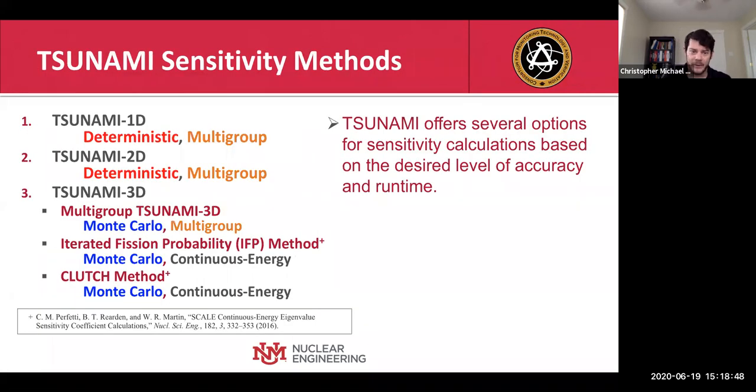So Tsunami, the code that I used to work on, has several ways of computing sensitivity coefficients. They can do it using deterministic multigroup methods in Tsunami 1D, one-dimensional, and Tsunami 2D, two-dimensional. We also have Tsunami 3D, which uses Monte Carlo calculations. It actually uses the Kino code, and then it computes sensitivity coefficients using Kino. My old boss, for his dissertation, he developed the multigroup Tsunami 3D approach. And for my dissertation, I developed the Monte Carlo continuous energy forms of it.